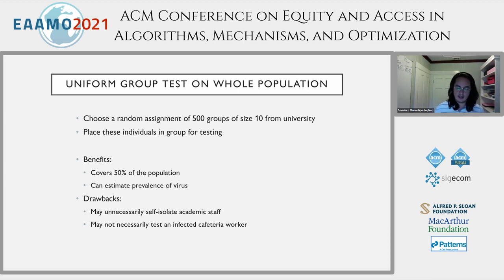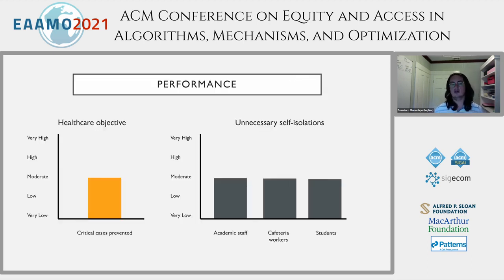And so again, if we map out the performance of this allocation, we see that we catch more cases, but at the same time, now we have some more unnecessary self-isolations. And this, again, is by virtue of the fact that we have larger group sizes in our testing allocation.